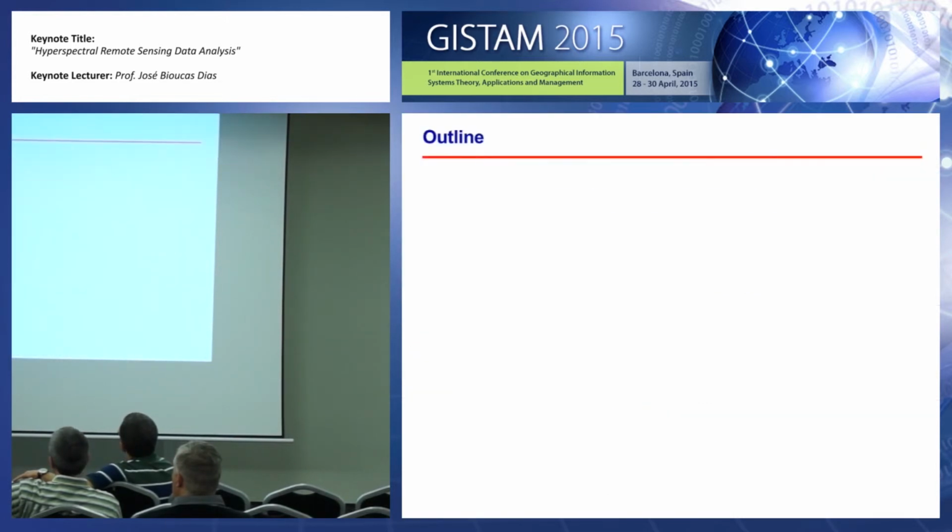Okay, the outline. I will start by talking a little bit about the basics of hyperspectral remote sensing. So what is hyperspectral remote sensing? We have the sun, we have electromagnetic waves that hit the terrain, and then we read the light that is acquired. I'm going to talk a little bit about the basics of the acquisition system. We call it sometimes the forward model.